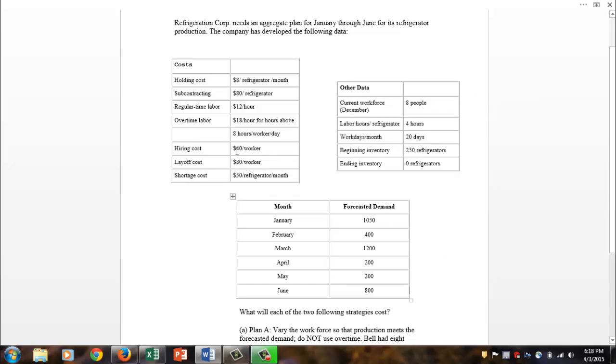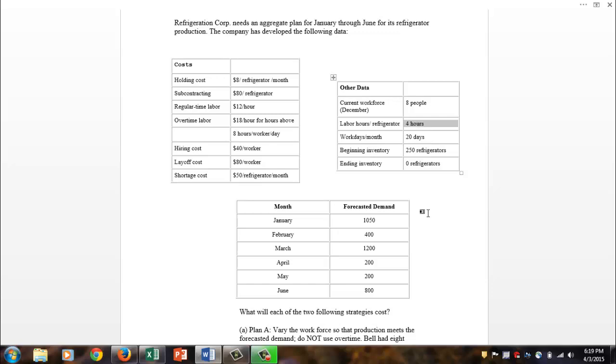Okay. Now we don't have a hiring cost per unit. We have a hiring cost per worker. So we need to know how many workers we need for each and every month. Part of that is how much does a worker produce for you? Well, they tell us what the labor hours are per refrigerator. It takes 4 hours to make one.